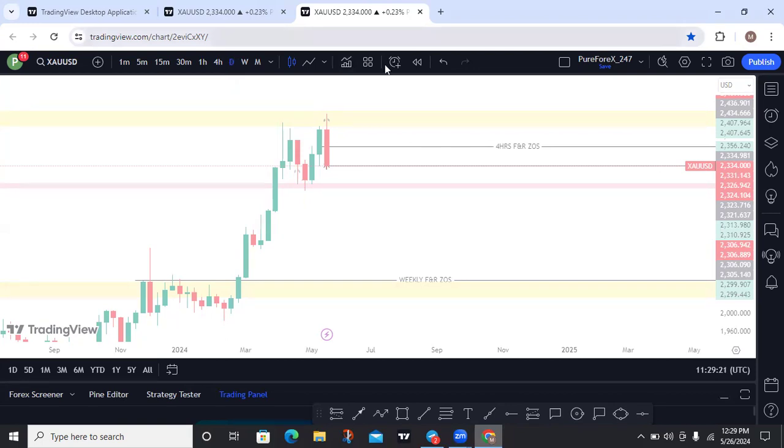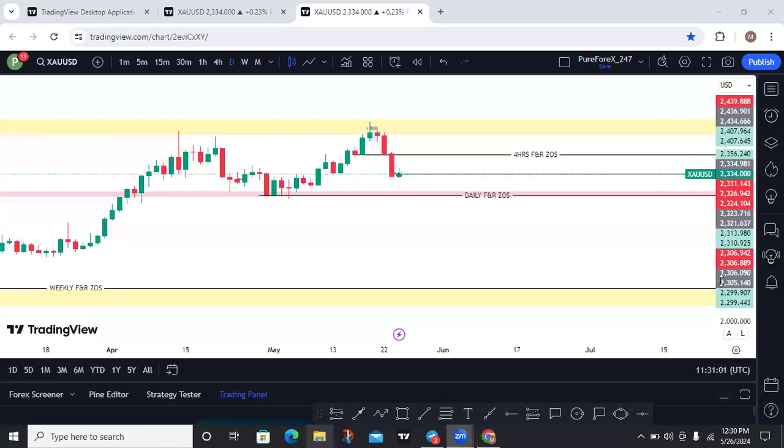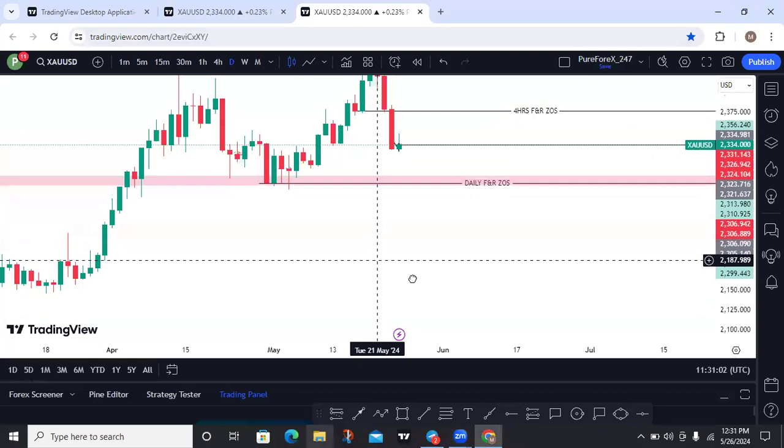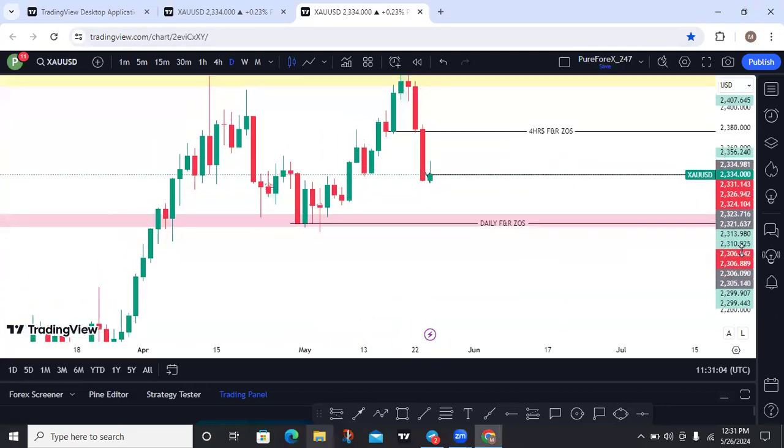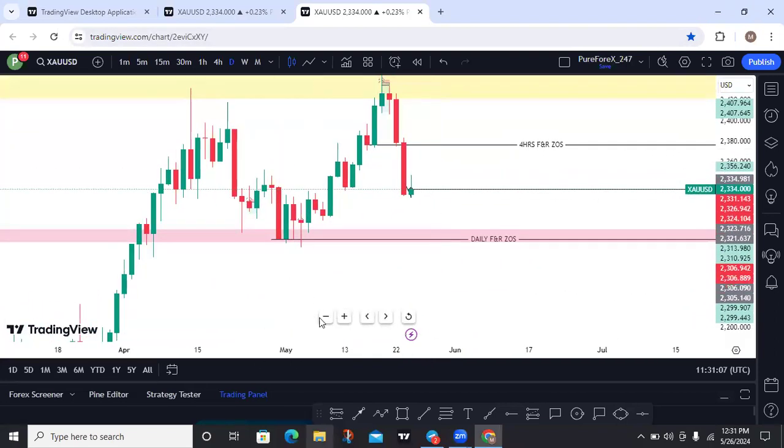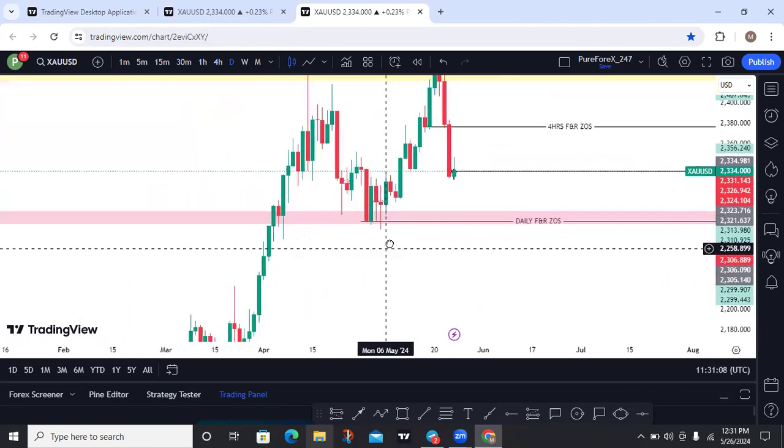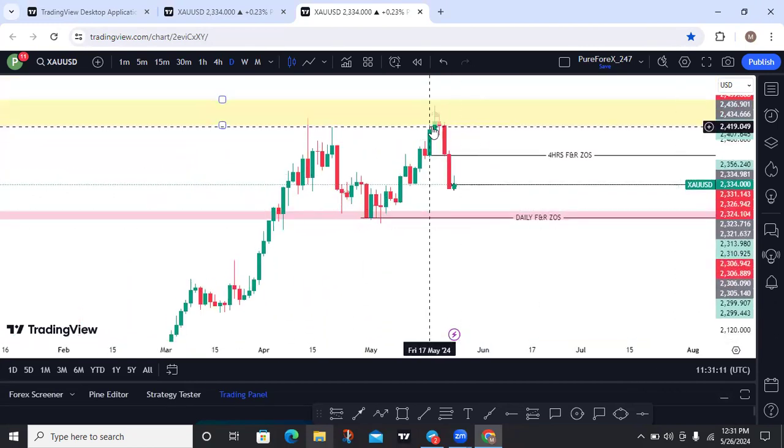Okay, guys. Okay, so this is the daily time frame, right? And look at the daily time frame.